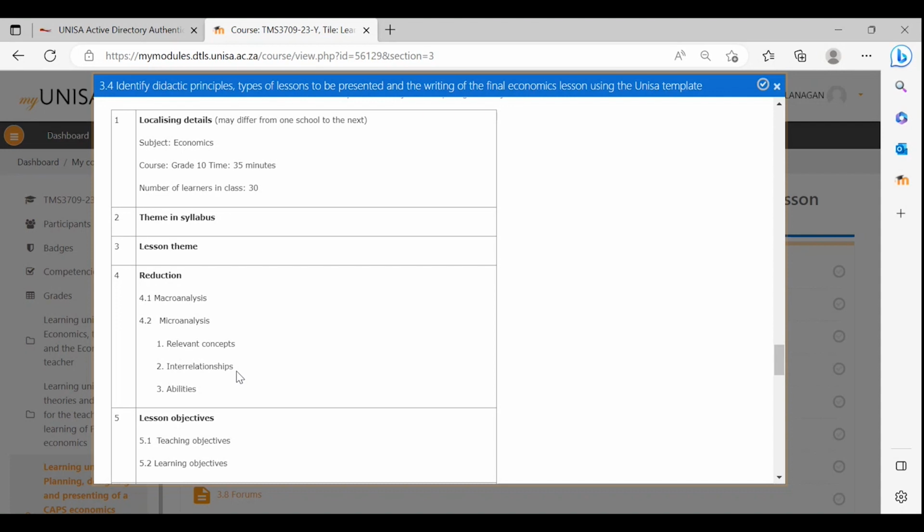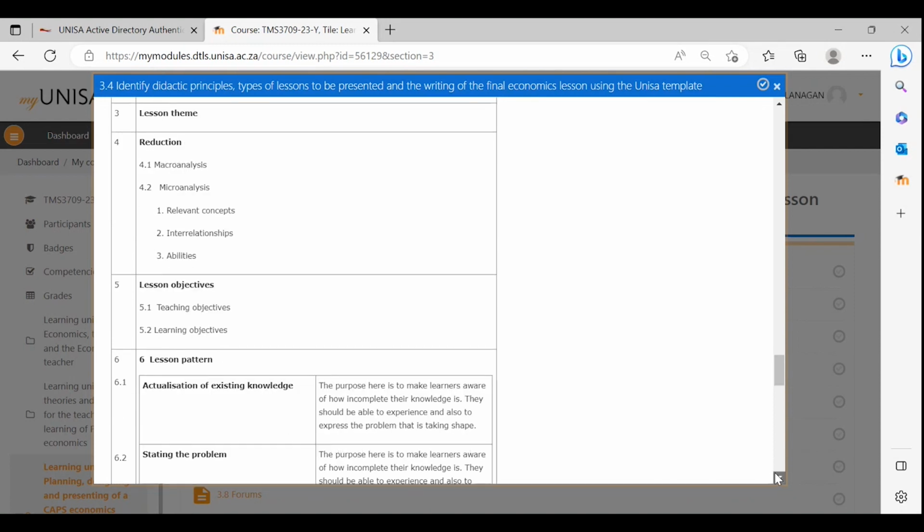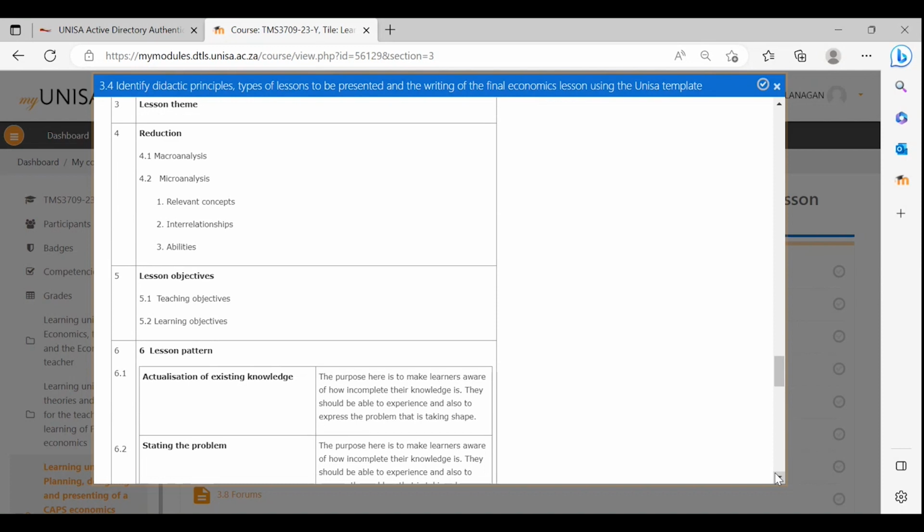For example, if you are going to teach the circular flow, you are going to deal with households, so you first define that. Businesses, the government, the foreign sector, what is the interrelationship amongst them, etc. Then, what are your objectives that you hope to achieve? And then the objectives that you hope the learners will achieve.